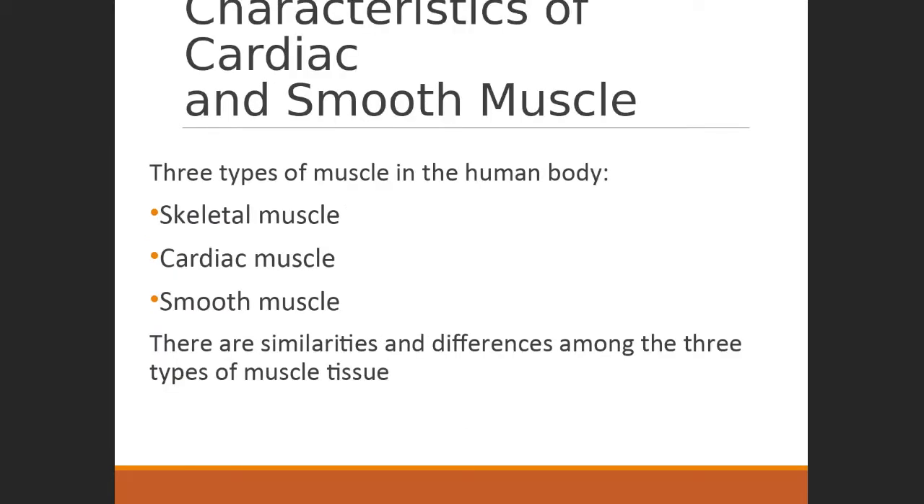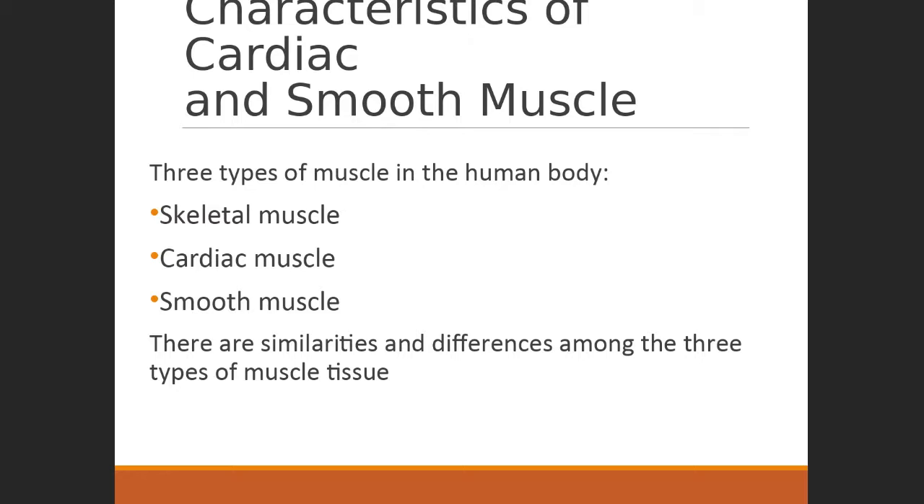So as mentioned, three types of muscle tissue: skeletal, cardiac, and smooth. And the easiest way to look at them is to basically look at similarities versus differences. First and foremost, we can take these three and use two variables in which to describe them: their gross physical appearance on a microscope slide and our voluntary nature of control.